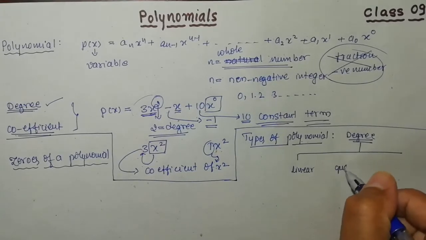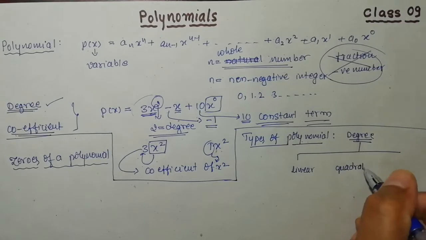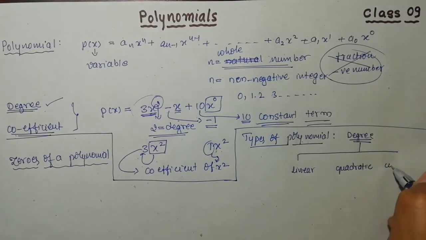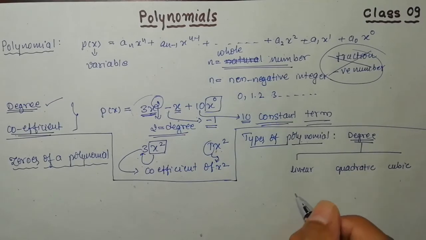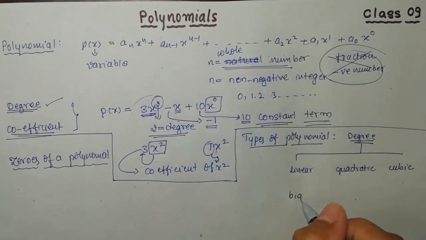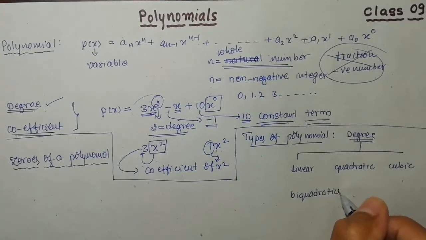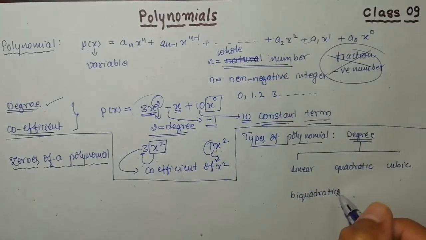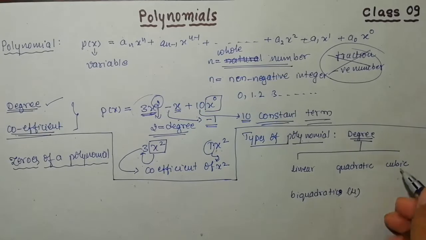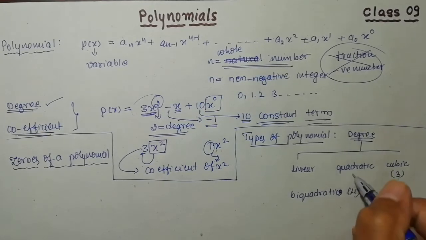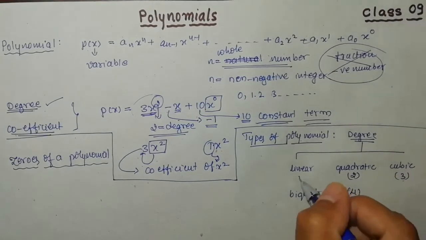If it is of degree 2, it is called what? Quadratic. If it is of degree 3, it is called cubic. If it is of degree 4, it is called biquadratic. Remember this one: biquadratic means degree 4, cubic means degree 3, quadratic means degree 2, and linear means degree 1.